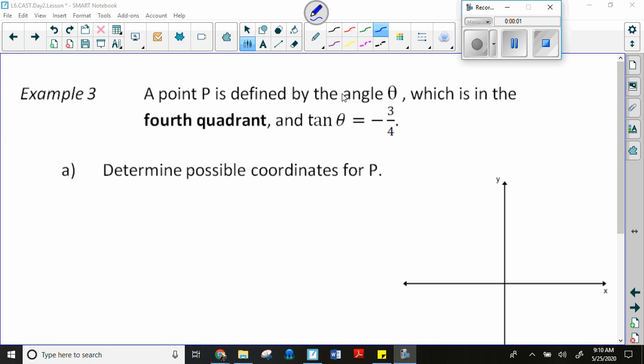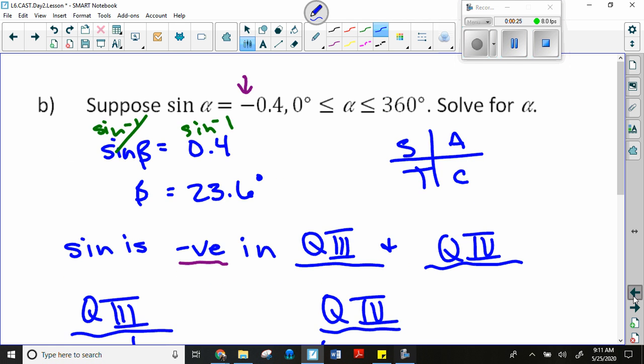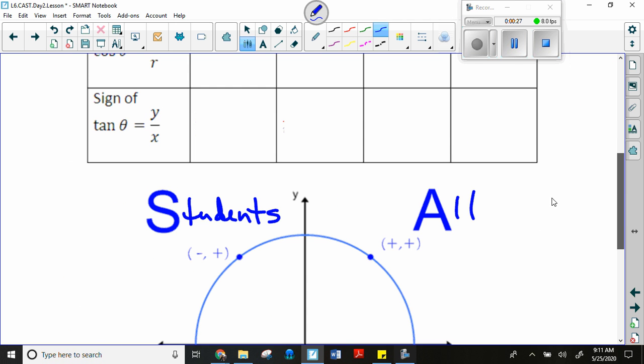Now we're going to apply our understanding of the signs to determining where our quadrants are supposed to be. If we read the question, point P is defined by the angle theta, and it's in the fourth quadrant. And tan is that. Well, what is tan again? Let's go backwards and figure out what our ratio for tan is. Tan is always y over x.